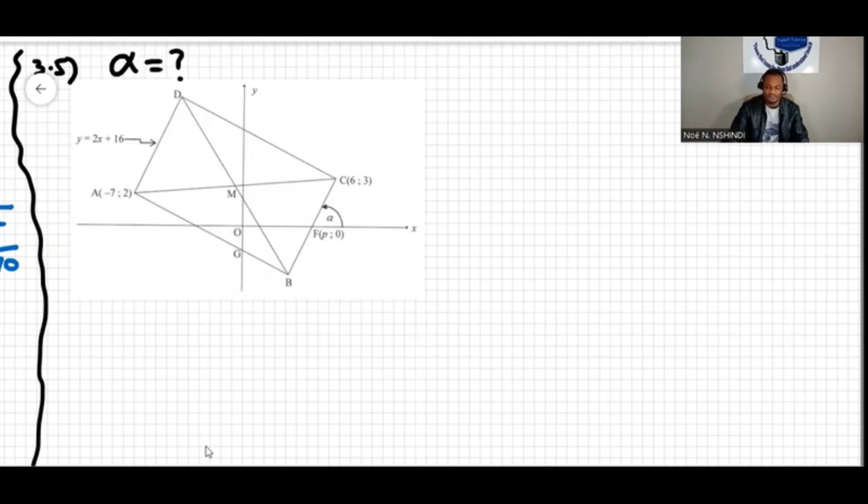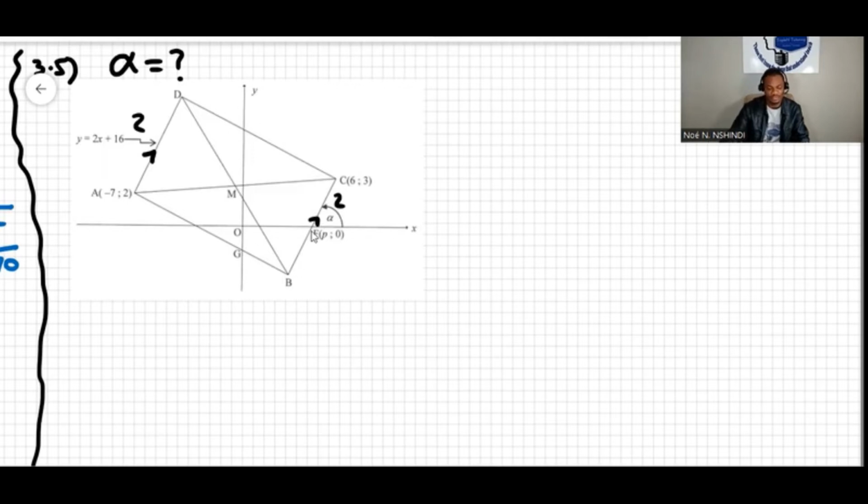Okay, what is the size of alpha then? Well, we said that these two lines are parallel, okay? Therefore, the gradients are equal. So if the gradient of this line is 2, the gradient of that line is also 2. I look at the coefficient of x, because as I said in the previous questions, this is in gradient-intercept form. So the gradient is 2, the coefficient of x, and because the two are parallel, the gradient of BC is also equal to 2.